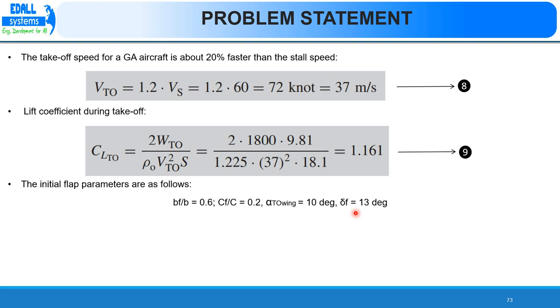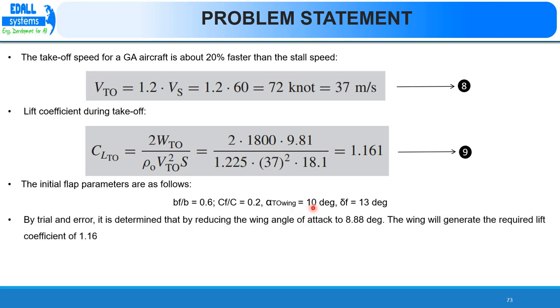When the flap is deflected at 13 degree, the airfoil stall angle is about 12 degree. For safety, takeoff wing angle of attack, that is alpha TO wing, is selected to be 10 degree. By trial and error, it is estimated that by reducing wing angle of attack to 8.88 degree, the wing will generate the required lift coefficient, that is 1.16.